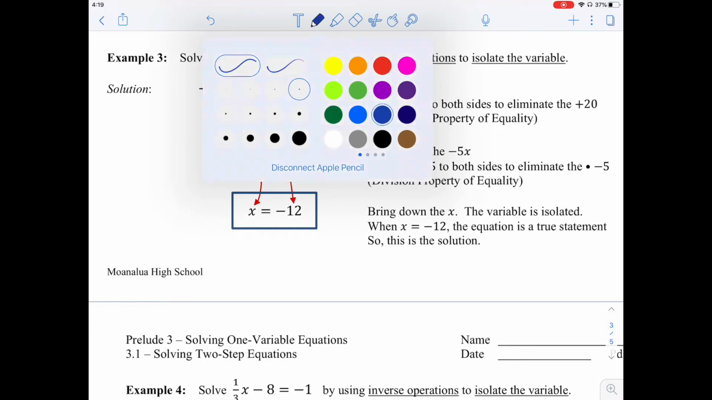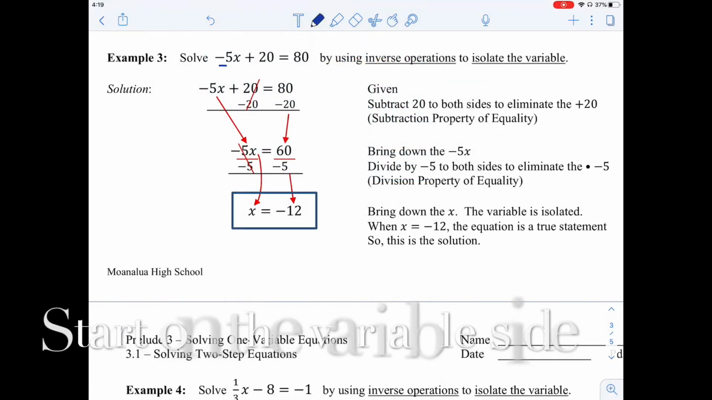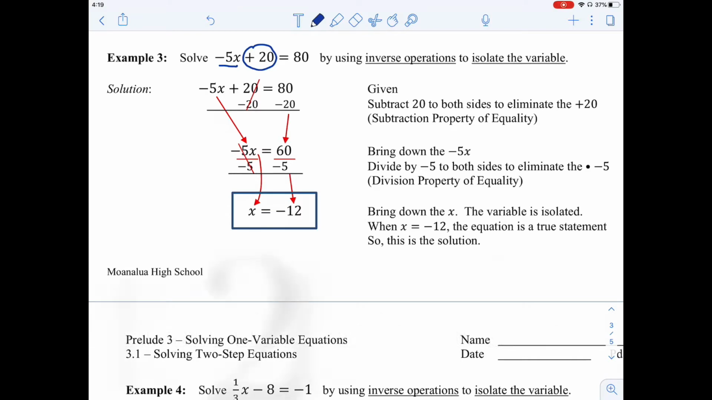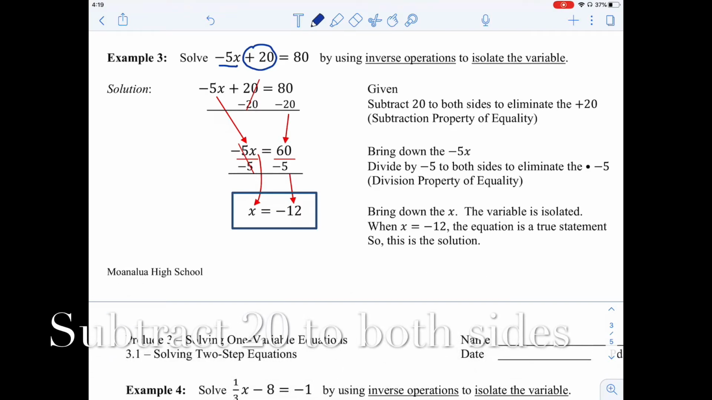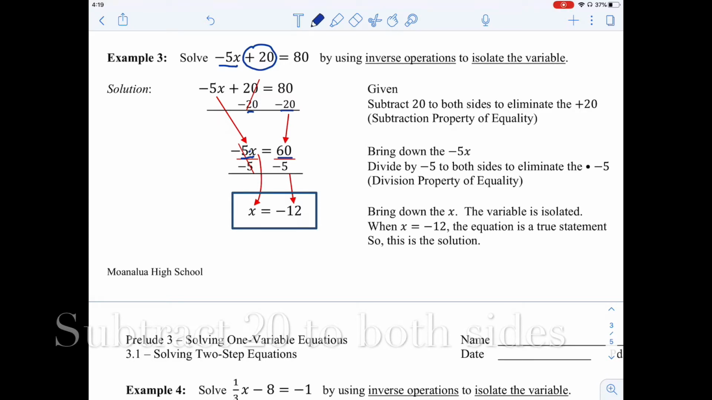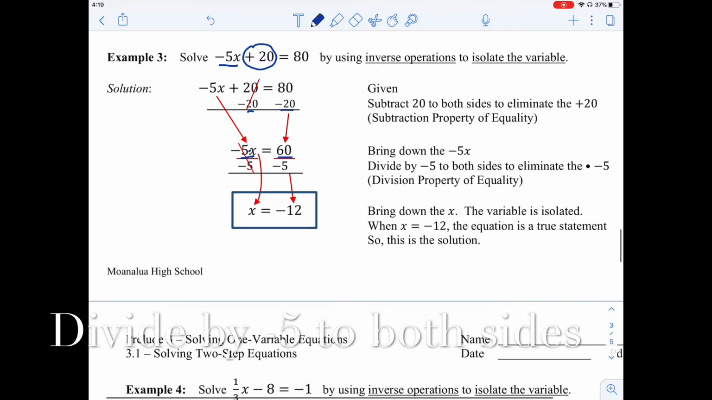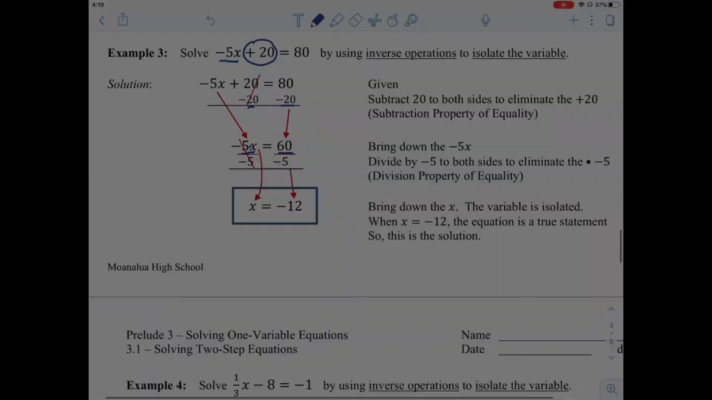Whenever you have two steps, we're always going to look, where's the variable? The variable's on the left side. So we want to get rid of this plus 20 right next to it. We want to get rid of the constant first on the variable side. So we're going to do the opposite of plus 20. We'll subtract 20 from both sides. And we get negative 5x equals 60. Then we get rid of that times negative 5, so we divide by negative 5. And we get x equals negative 12. Example 4.